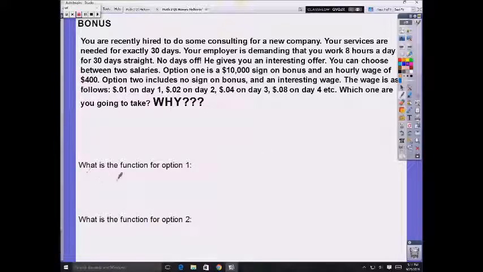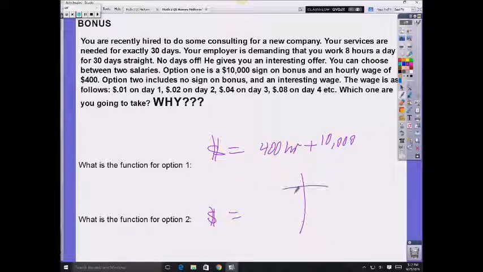So what is the function for option 1? It's linear. So the money you're going to make is going to be $400 an hour plus 10 grand. Option 2. Okay, your money, you start with this. So look, from my Excel, you should have had this.